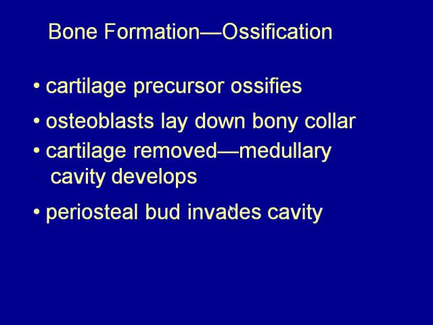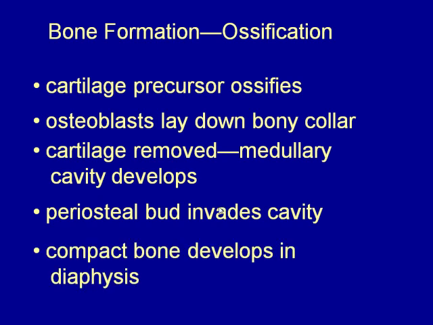Then some blood vessels invade. We call this the periosteal bud. It invades the cavity, and it appears that this surge of blood and nutrients into this space is what causes the conversion of the spongy bone that's initially laid down into compact bone. And this happens fairly early in fetal life.